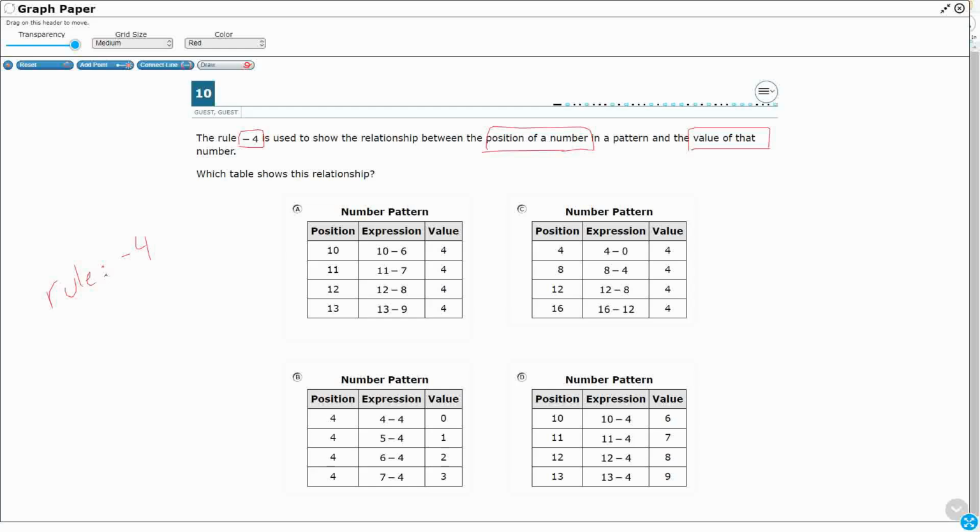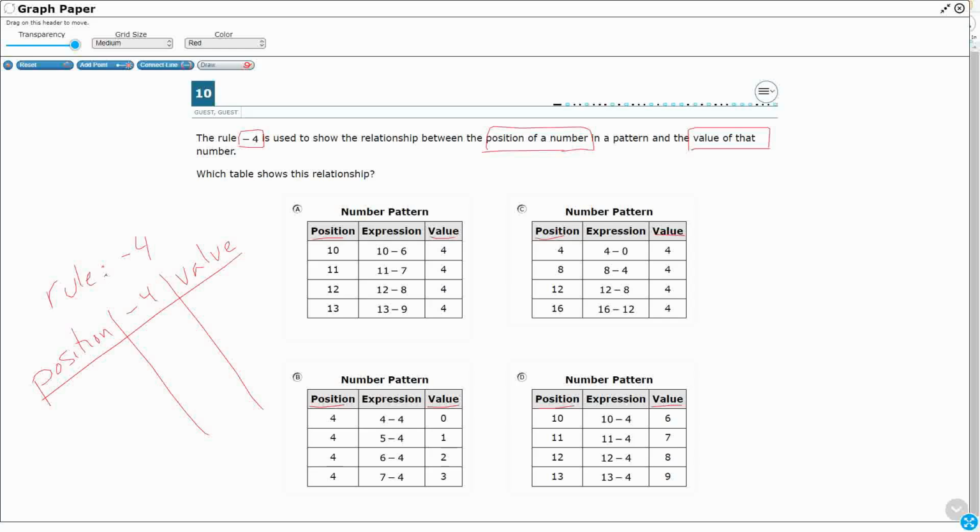All right, and you notice, take a look, all of our tables have got positions and values, but they don't necessarily have them next to each other. There's a middle column. But the relationship is supposed to be between the position and the value. And so how are we going to get from our position to our value? Well, it says the rule -4 is used to show the relationship between these two. So this -4, that's what gets us from our position to our value.